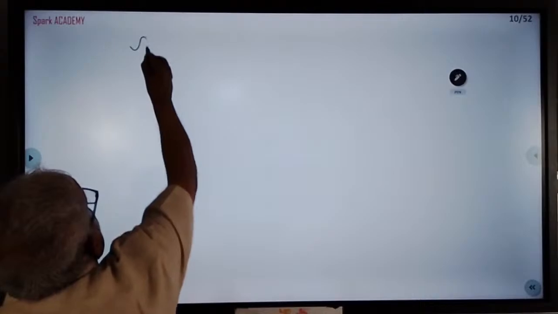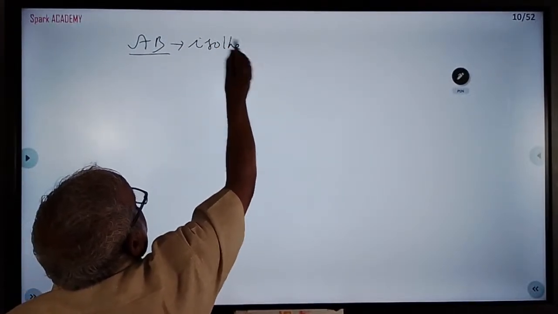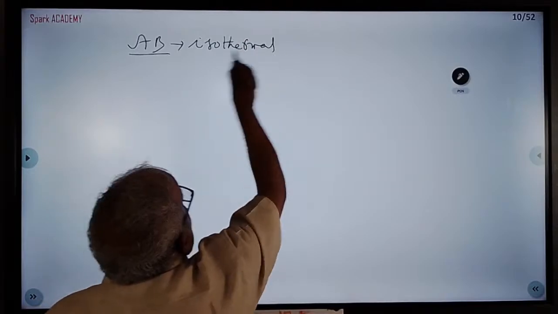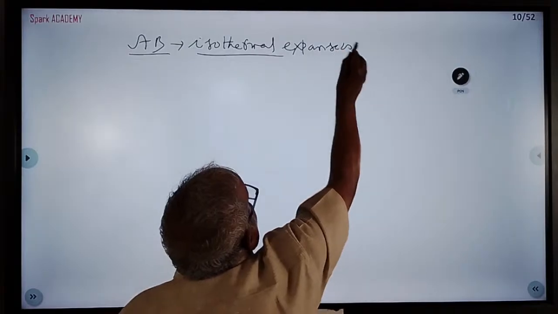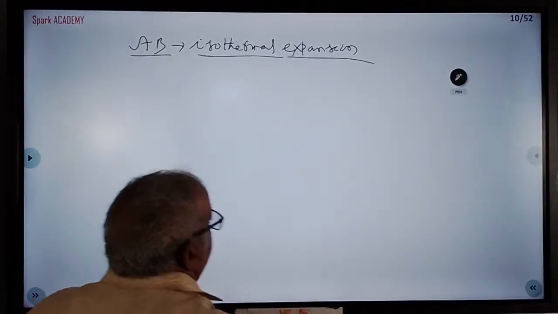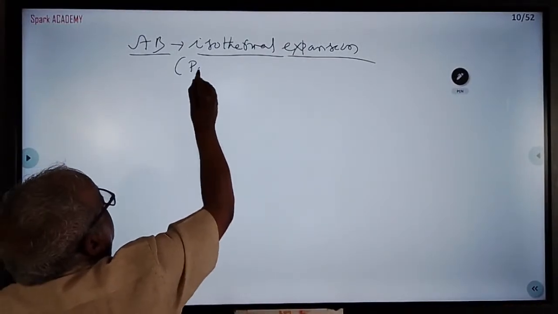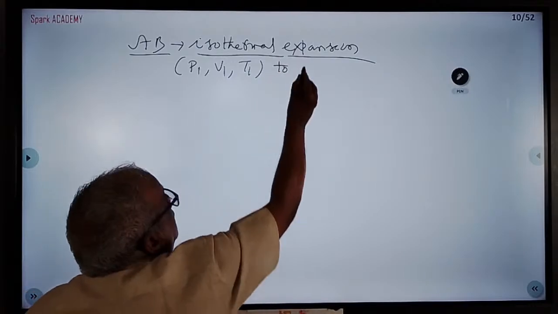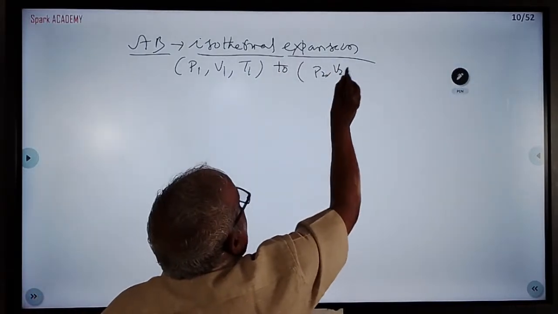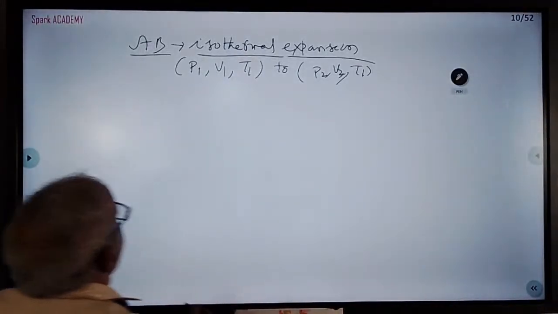So what is AB? Please see the diagram. AB is isothermal expansion. Now see the derivation very carefully. Isothermal means temperature should remain the same. P1, V1, T1 to P2, V2, T1. In this process, heat is absorbed.